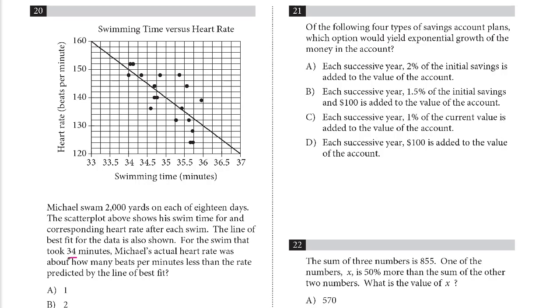For the swim that took 34 minutes, so note we've got time in minutes on the x-axis and heartbeats per minute on the y-axis. So for 34 minutes, which is right there, that must be that data point. His actual heart rate was how many beats per minute less than the rate predicted by the line of fit? So we're exactly one vertical grid below the line of best fit.